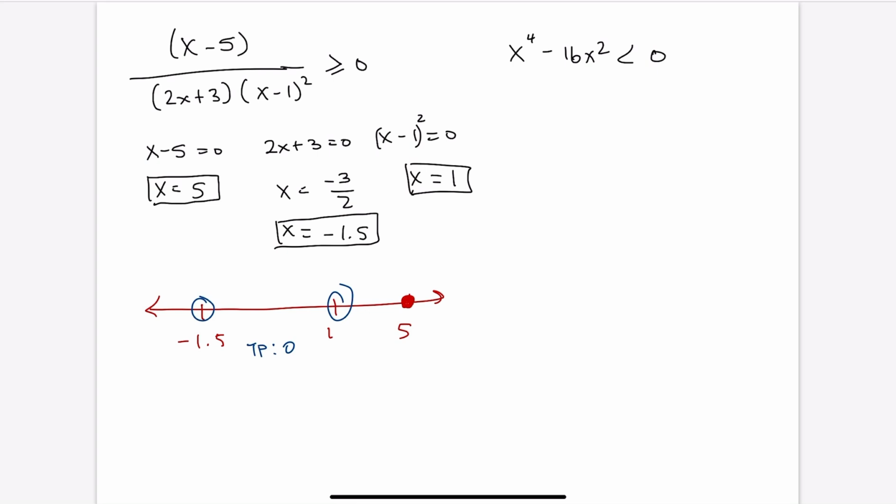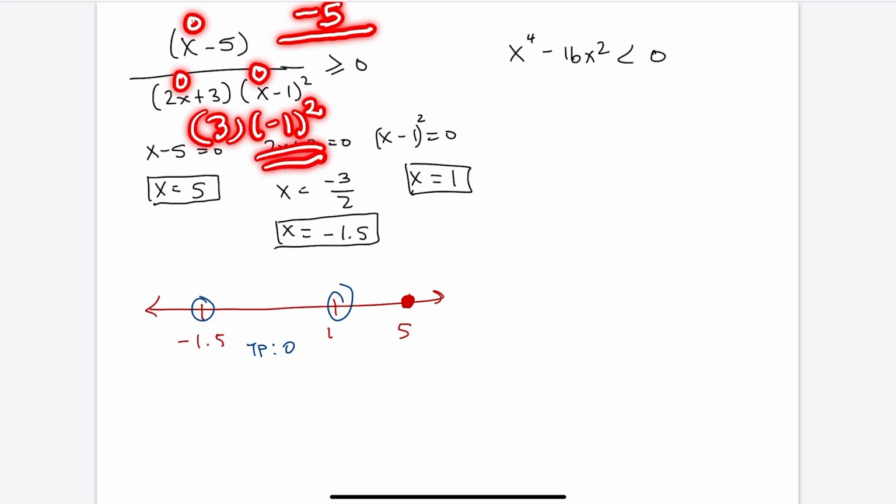So I'm going to do some imaginary work right here. If I plug in 0 here, 0 here, and then 0 here, on the top I'm left with negative 5 divided by, and in the bottom we're going to have 3 times negative 1 squared. Don't forget the squared part. So really this becomes positive. So we have 3 times 1, so that's going to be 3. So negative 5 over 3, that's going to be a negative number. And that's the most important part, that it's negative.